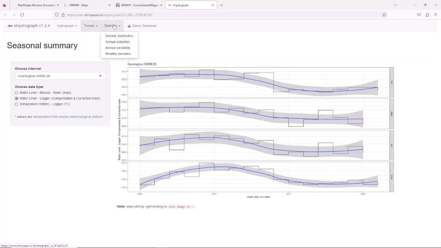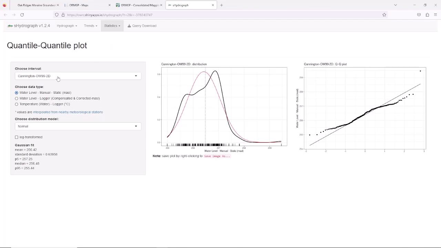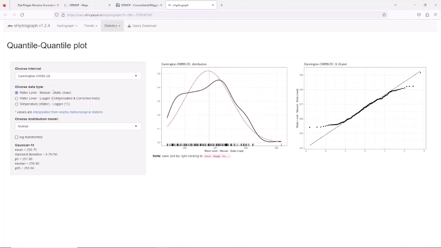The next thing I want to do is look at some of the statistics. Under density distribution, let's look at the shallow first, the shallow manual water levels. Now this is showing the distribution of water levels versus the normal curve. So here, when we're looking at manual water levels, you can see it doesn't quite follow the normal curve, but it's pretty close, with a mean of around 257 meters above sea level.